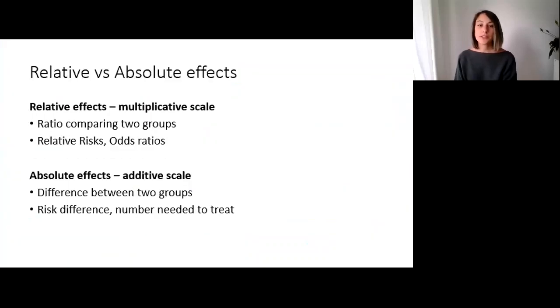So first, just quickly, the difference between relative and absolute effects. Relative effects are measured on the multiplicative scale and represent a ratio comparing two groups. They're often measured through relative risks and odds ratios. On the other hand, absolute effects are measured on the additive scale and represent the difference between two groups. These are measured using risk differences and number needed to treat.